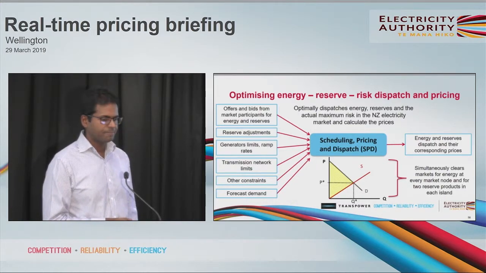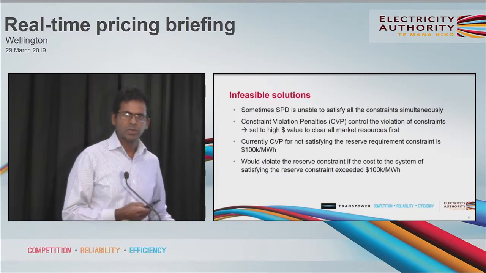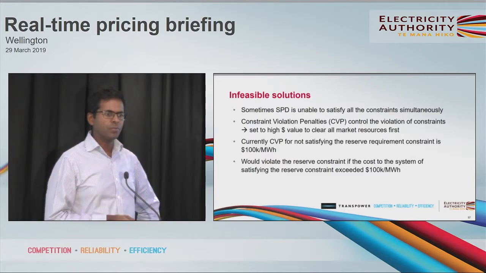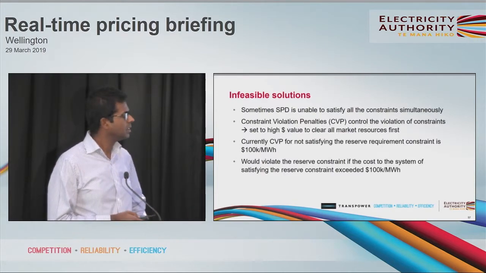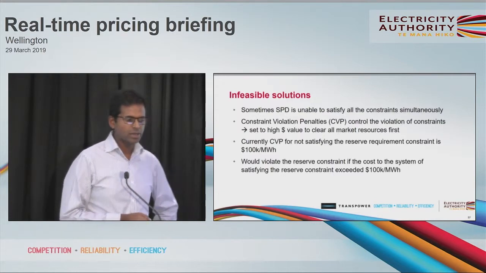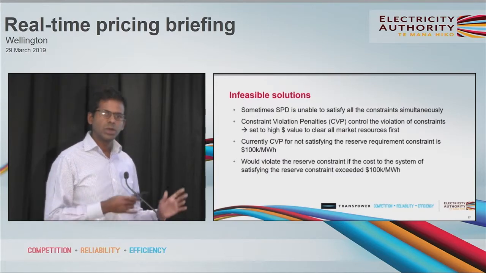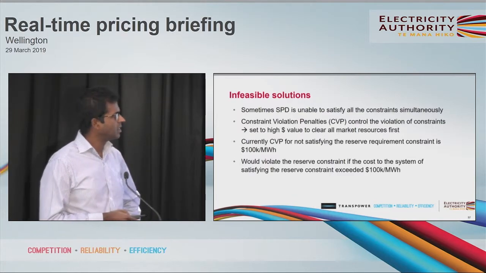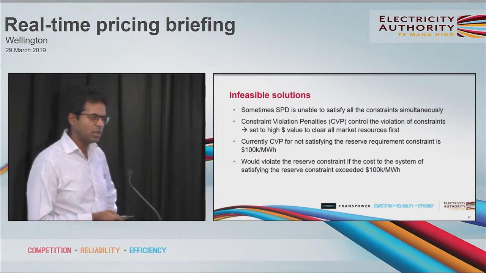It does this every 5 minutes and at least every half an hour. Sometimes it can't do it. There's just not enough resources for it to calculate a solution. We could say you have to do it, but it'll just come back and say, I don't have a solution. So the way most markets throughout the world handle this is through constraint violation penalties. It's a mechanism to allow us to figure out where SPD is breaking and what's causing it an issue. It's set at quite high levels so that it doesn't interact with actual energy offers.